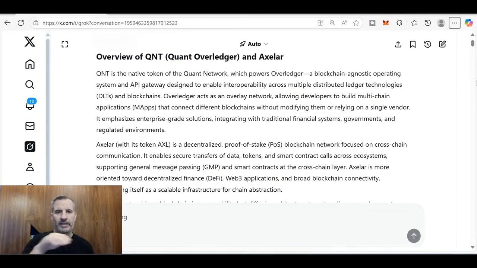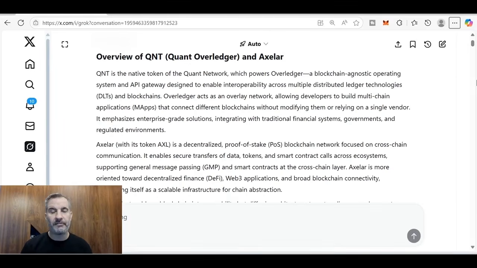Quant is an overlay. It's called Quant Overledger. It overlays all of the blockchains. And all of these legacy systems now can connect into all the blockchains at the same time. And using the Quant Overledger operating system, they can pick the best features of each blockchain and build what is called a multi-chain application. So it's an application that uses the best features of whatever blockchain they want to use. So only Quant does that.